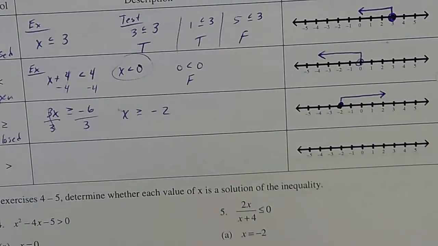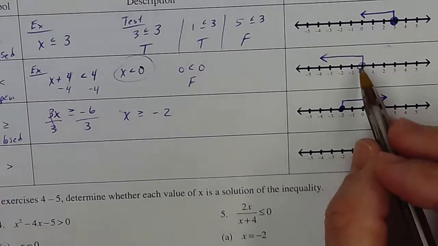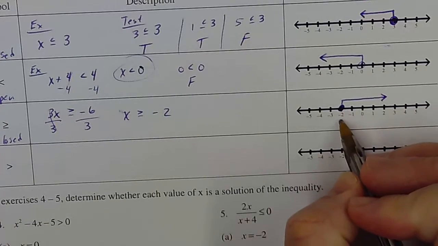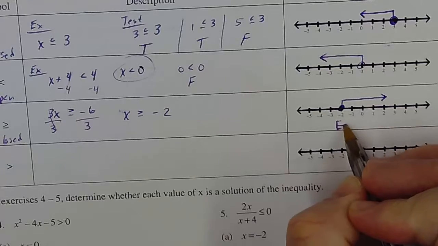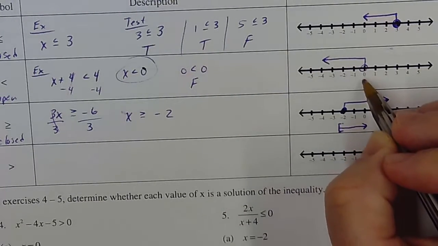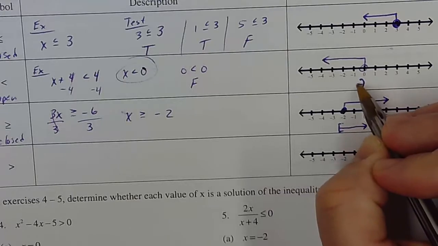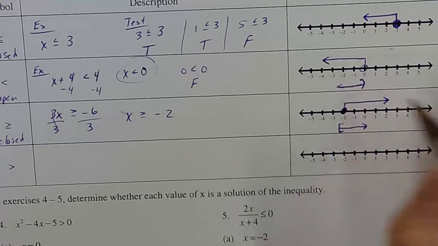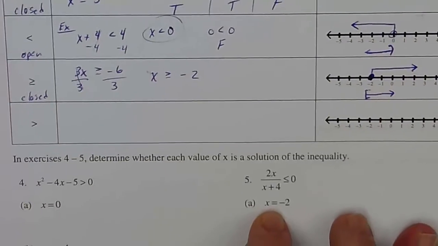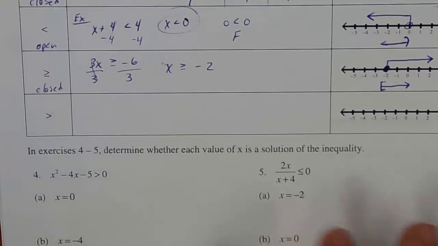Okay. By the way, the authors like to use parentheses and brackets on these. So instead of a closed circle, they'll put a bracket on the number line going this way, like that. For an open circle, they'll do parentheses like that, right on the number line. Okay, so bracket for closed, parentheses for open. All right, and just one more.